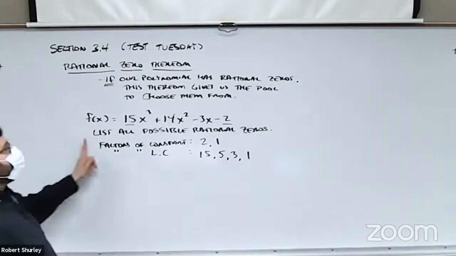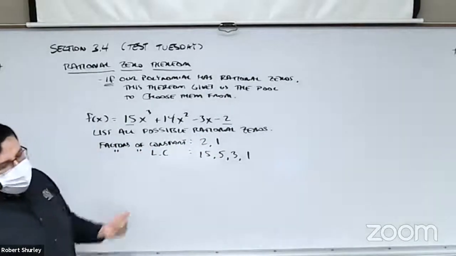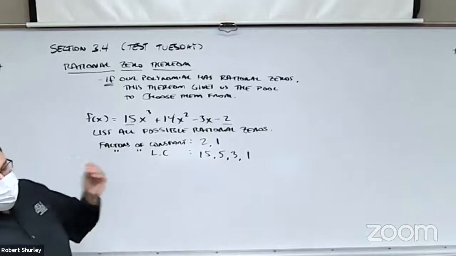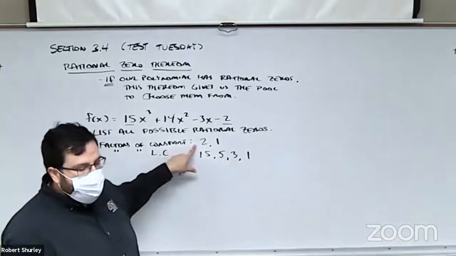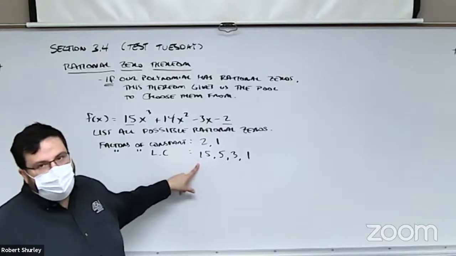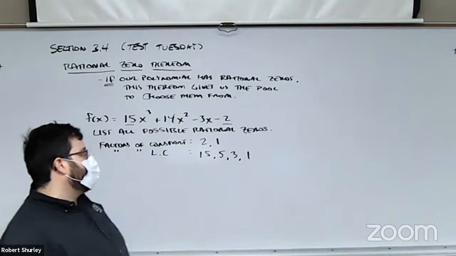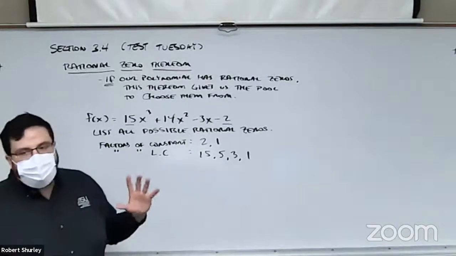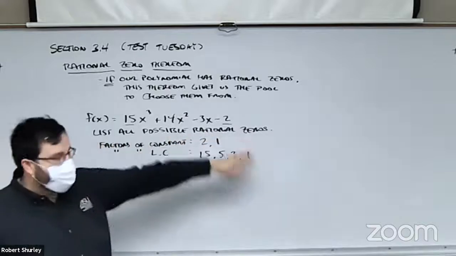So if we want a list of all possible rational zeros, here's how we actually find this. You make fractions out of every single combination here. The constant has to be on top, and the leading coefficient has to be on bottom, but every single combination will be our possible rational zeros.